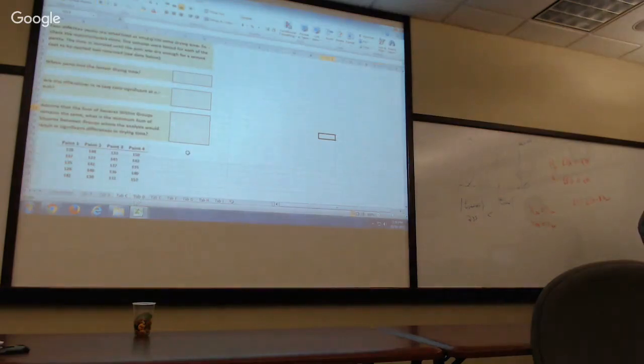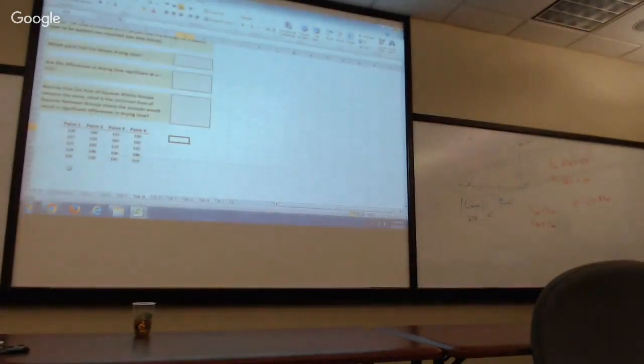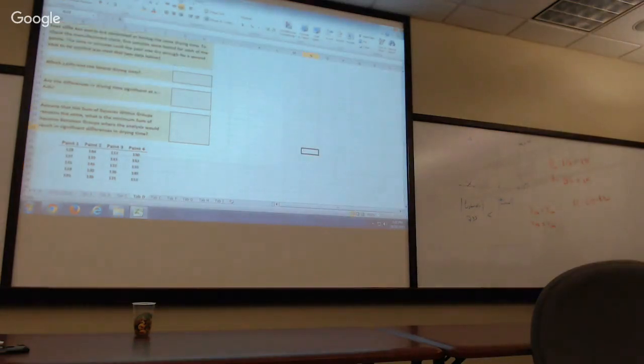So tab D, four different paints are advertised as having the same drying time. Five samples taken. Which paint has the fastest drying time? In order to do that, we just take the averages of all five of these. But we'll do that when we do our ANOVA test.